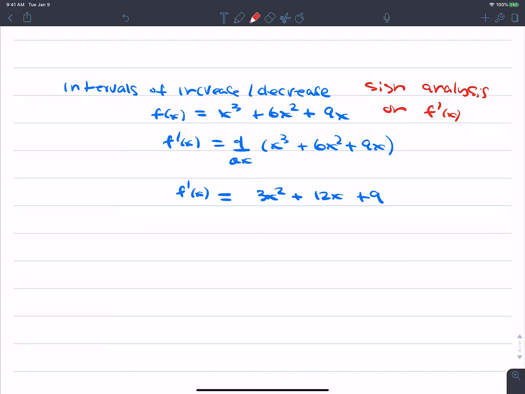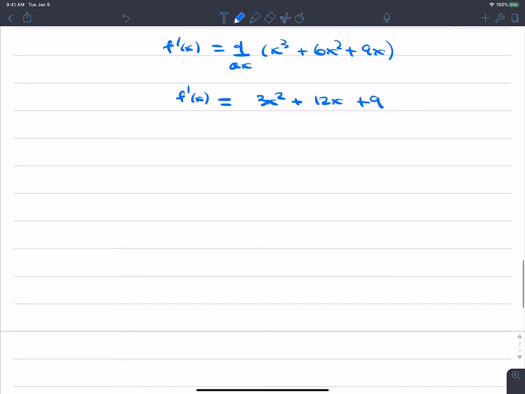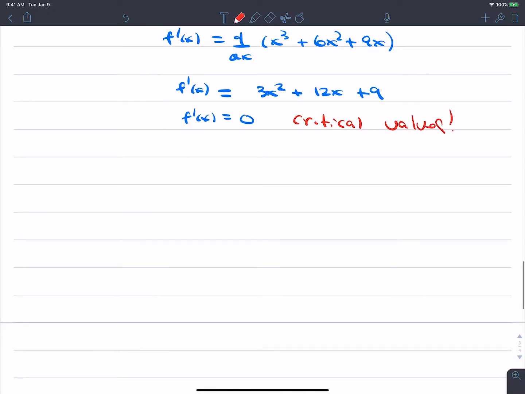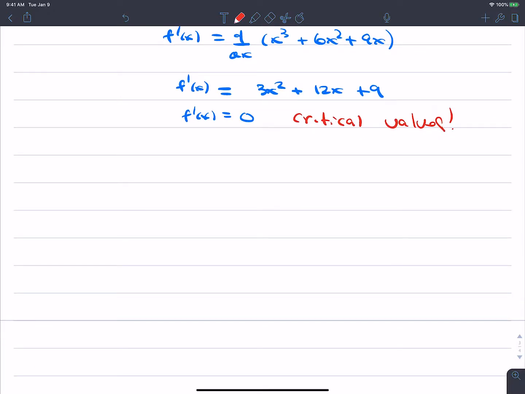That's my derivative. I've got to do what with this? Sign analysis now. When you go through your sign analysis procedure, your first step is to find where that equals 0. Got to find your critical values. Note your critical values here: critical values where the derivative is 0 or the derivative does not exist. So here we go: 3x squared plus 12x plus 9 equals 0.